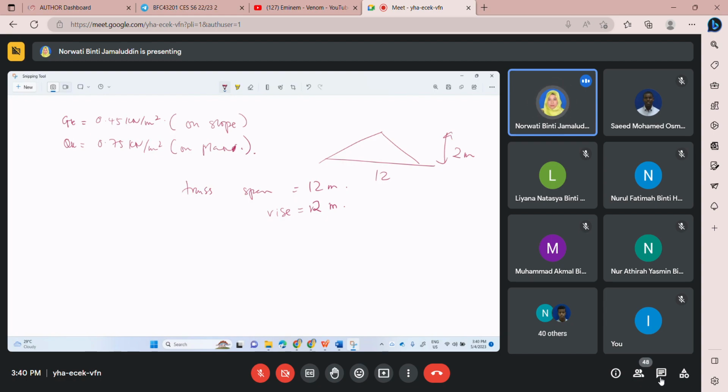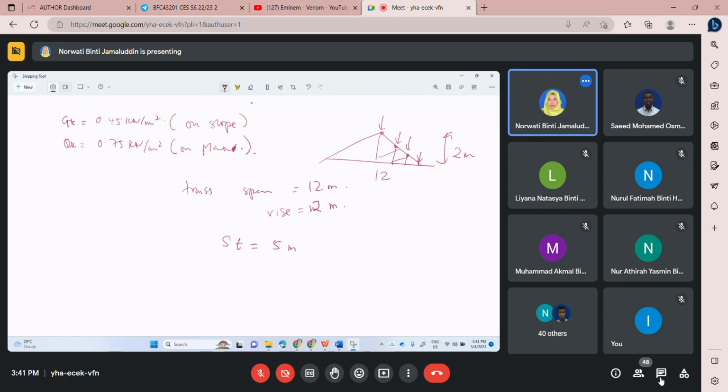Okay, so another example. The spacing is 5 meter. Can you determine what is the value of this load on node point?